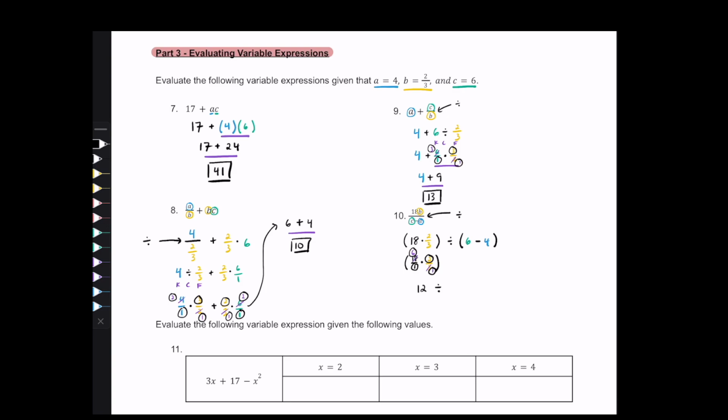And then for the second grouping, we can actually just do 6 minus 4, and that's going to equal 2. So it's going to be 12 divided by 2, and 12 divided by 2 is just equal to 6. So the numerator was a little bit more work, but the denominator was a little bit less work. Okay, so there are the first 10 problems.